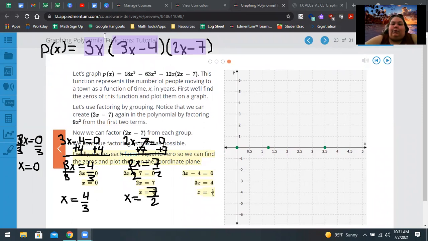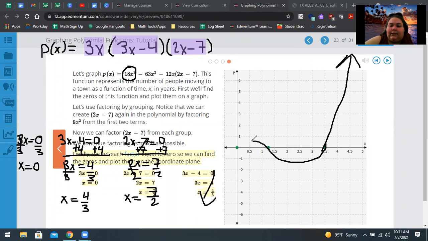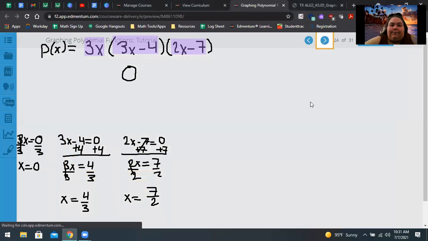Now, the idea is that it's a rough estimate because it is an odd degree power and the coefficient of it is 18, positive 18. That tells me that the right side goes up and the left side is going to go down. So I can kind of roughly estimate it looks something like this. Is it going to look exactly like this? No, but it's a rough estimate. Oops, I just wanted to get rid of my graph. So let's go ahead and continue what other features we can find.